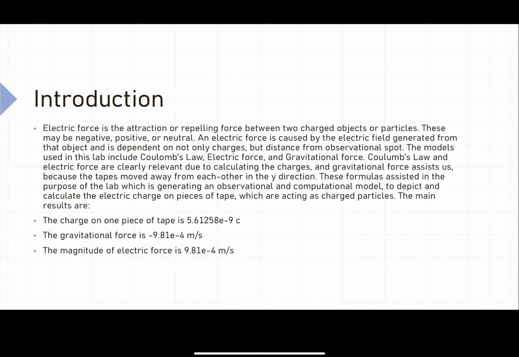The main results are the charge on the piece of tape is positive 5.6 times 10 to the negative 9. The gravitational force is negative 9 times 10 to the negative 4, and it is equal to the magnitude of the electric force, which is 9.8 times 10 to the negative 4.